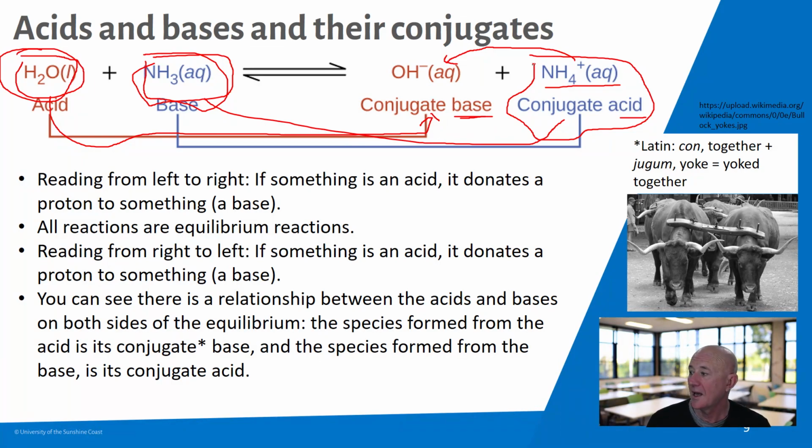So for every acid, when it acts, there's going to be a corresponding conjugate base, and for every base, when it does its thing, there will be a corresponding conjugate acid.